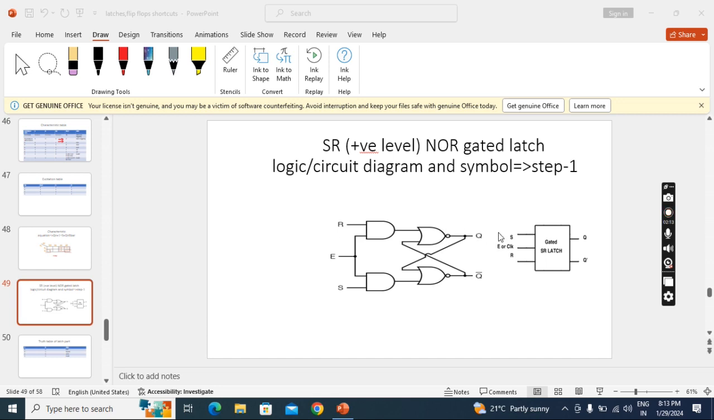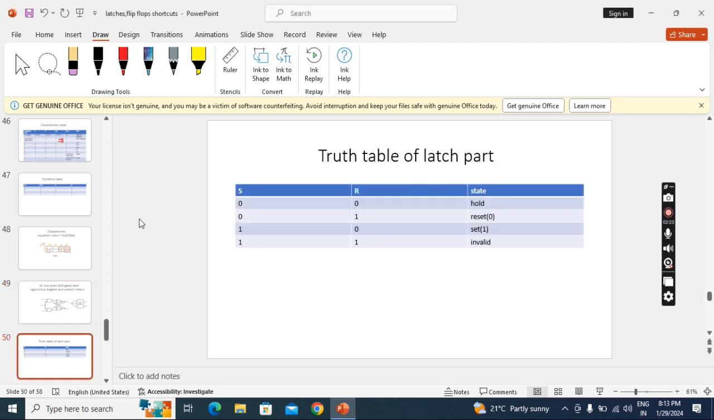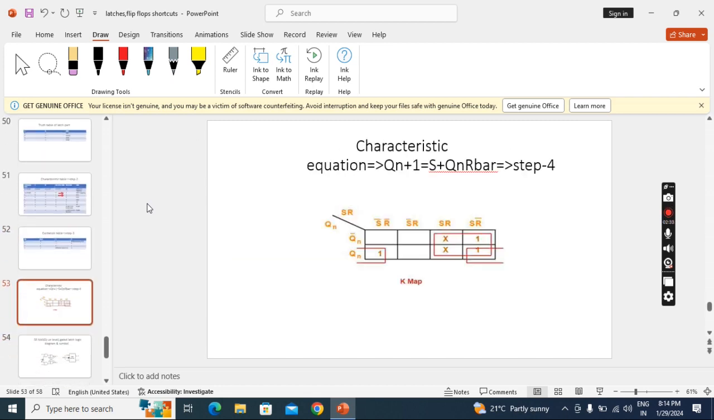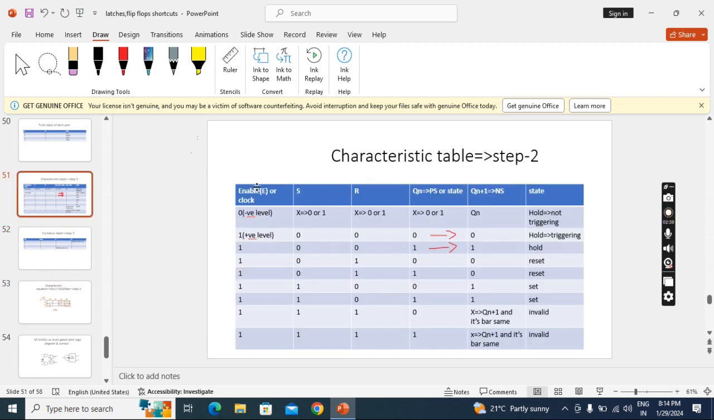So the symbol will be the same as NAND latch only. Only this logic diagram is changing. The latch part truth table will change because this is now a NOR latch. But the remaining step 2, step 3, step 4, everything is the same, no difference. We'll see one input.